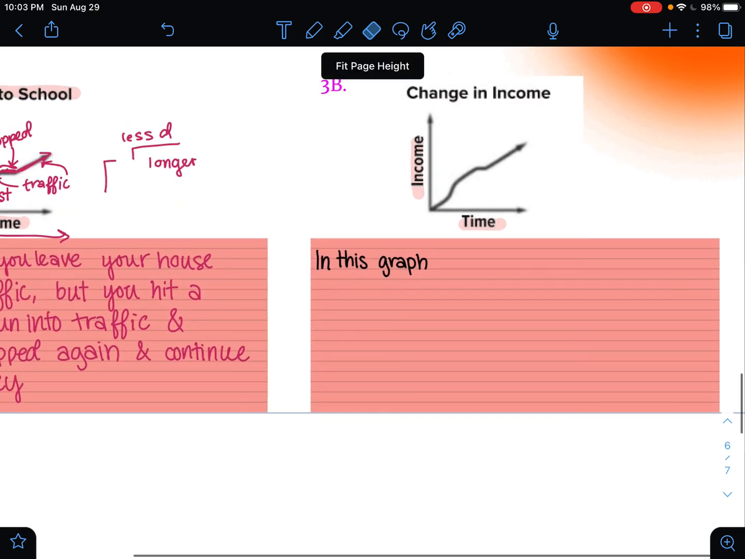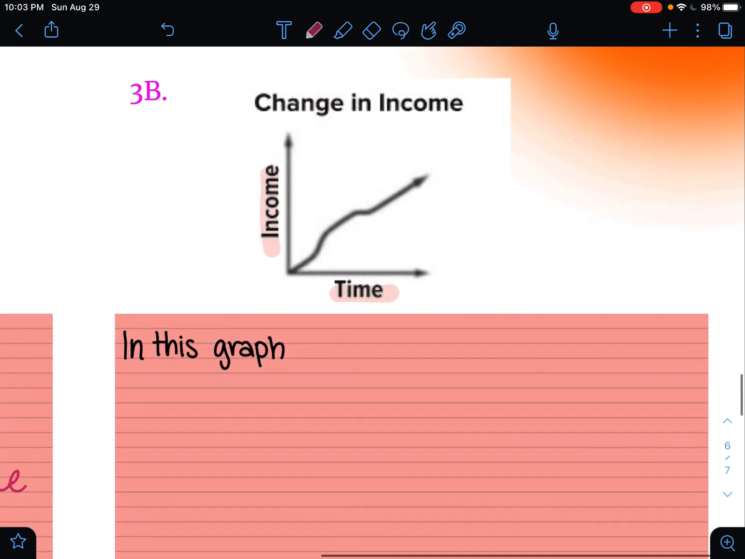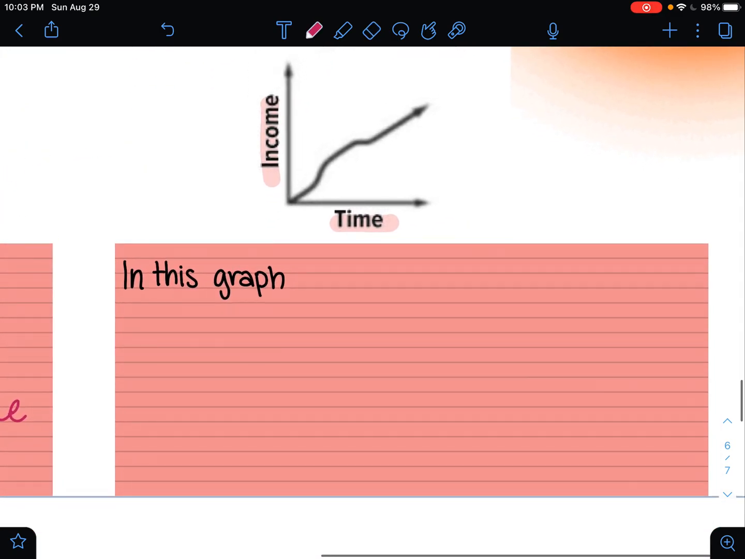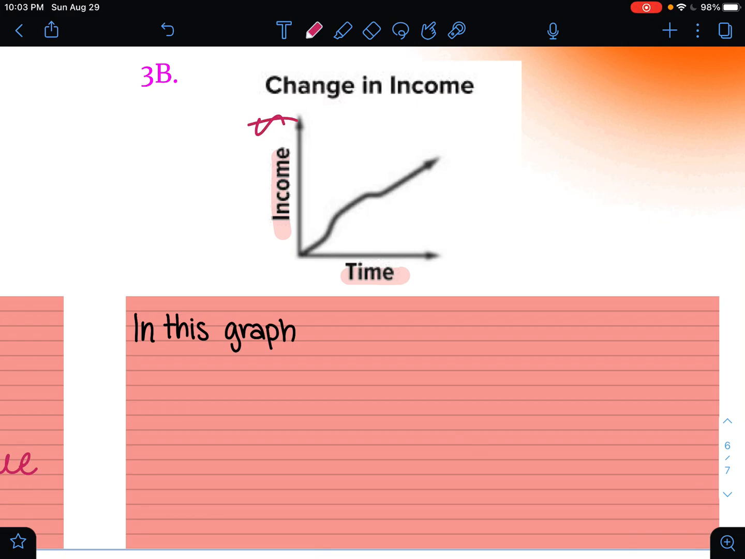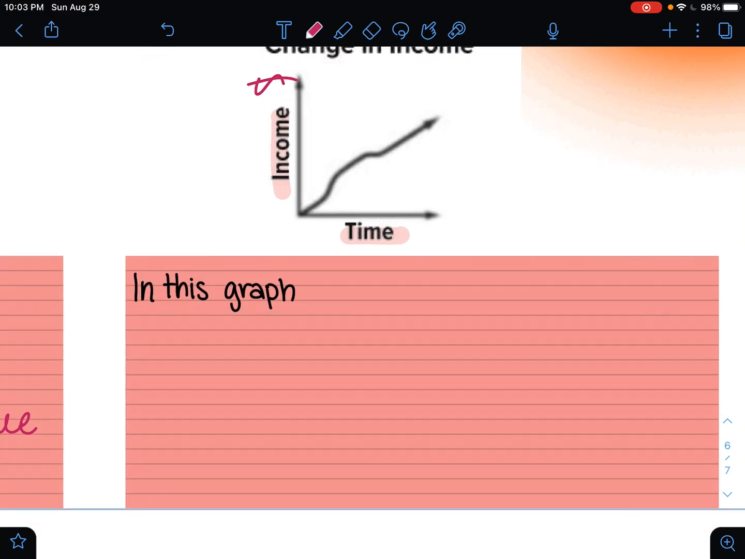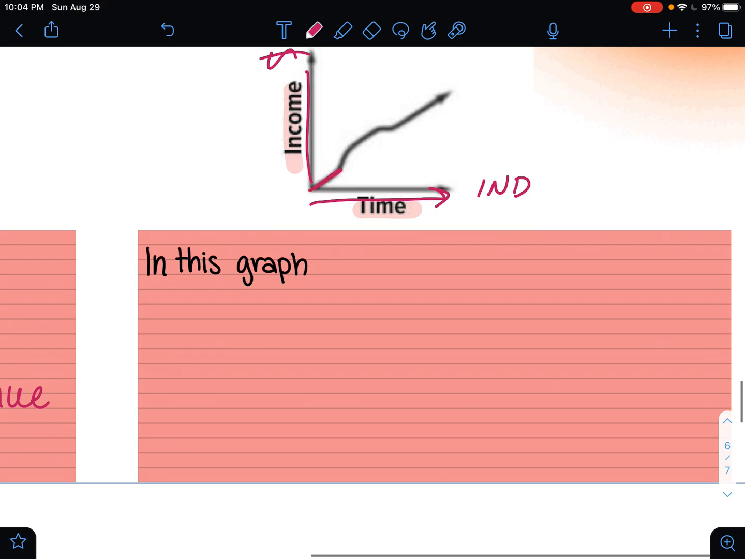So the next one is talking about income. This is your income, which is the amount of money you're making, and then time. So it's another linear thing. Time is totally independent because time passes regularly. Income depends on the time. We see that it's steady right here. We're doing fine. Then we have a little bonus where it goes up quickly. And then you're still going steady.